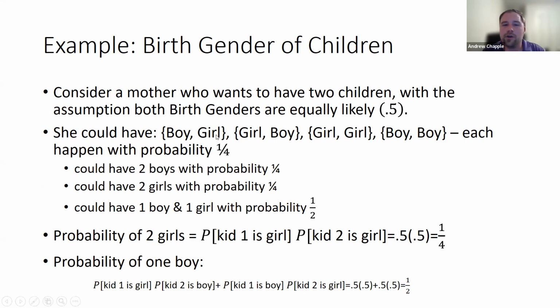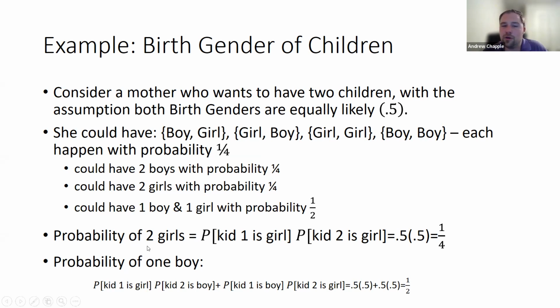So you could have a boy girl or girl boy. You could have girl girl or boy boy. Each of these would happen with probability 1/4, and I'm not considering intersex here. So you could have 2 boys with probability 1/4. You could have 2 girls with probability 1/4. You could have 1 boy and 1 girl with probability 1/2. Why is that 1/2? Because the first kid could be a boy and the second kid a girl, or likewise, the first kid could be a girl and the second kid a boy.